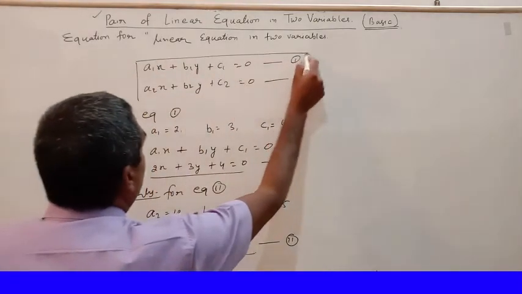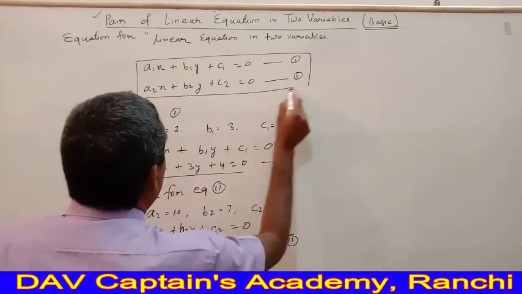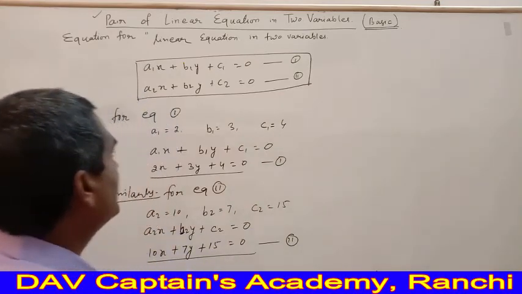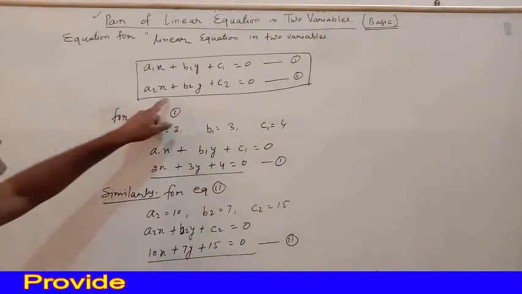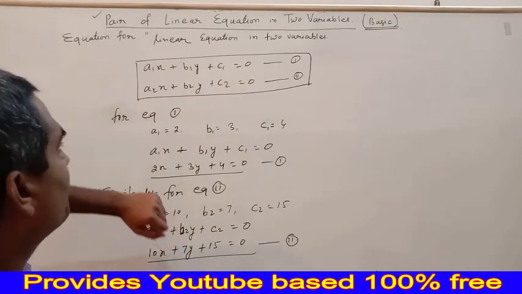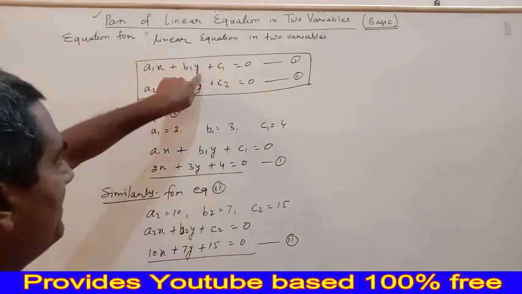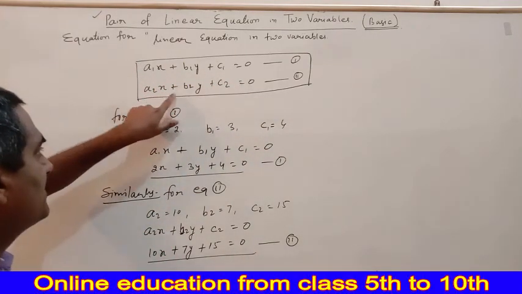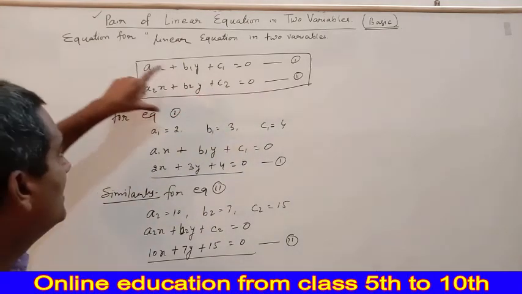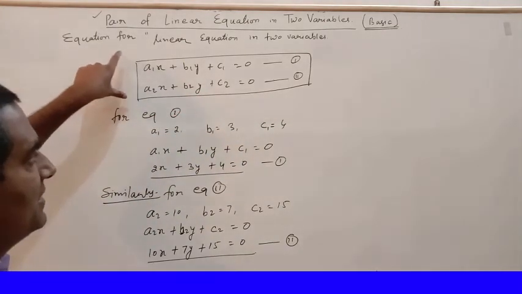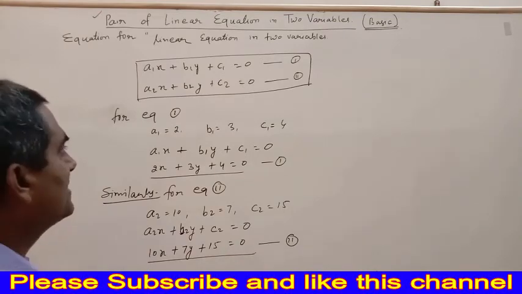a1x plus b1y plus c1 is equal to 0 and a2x plus b2y plus c2 is equal to 0. This is the format, this is the equation for simultaneous equation.